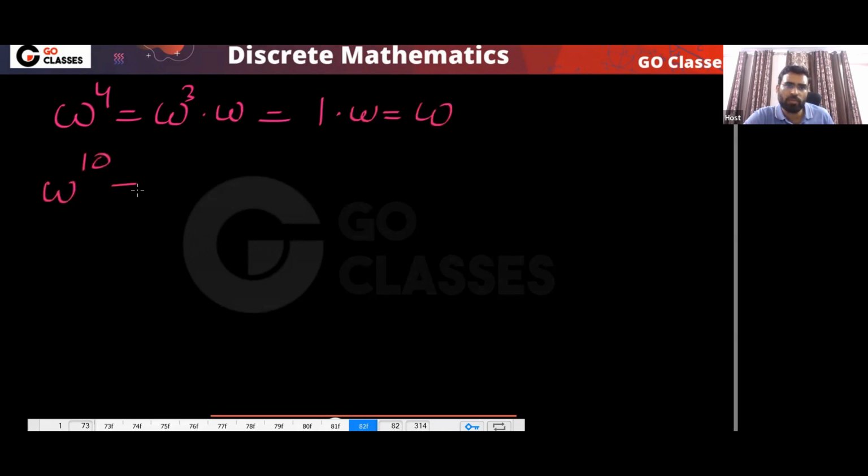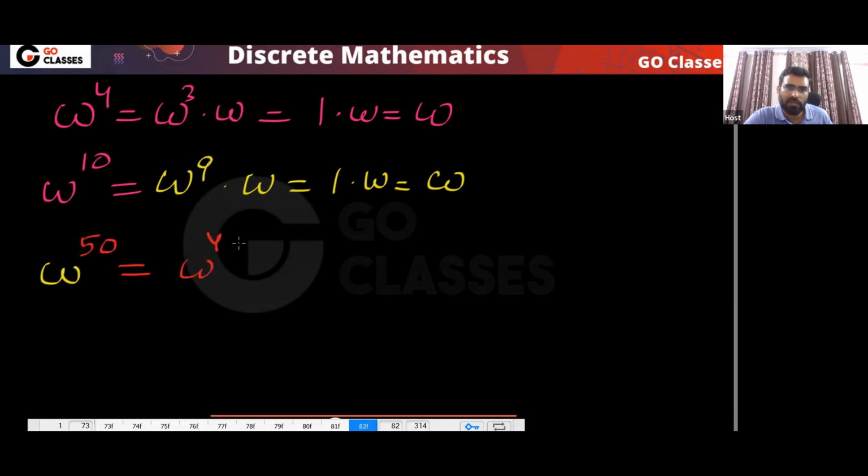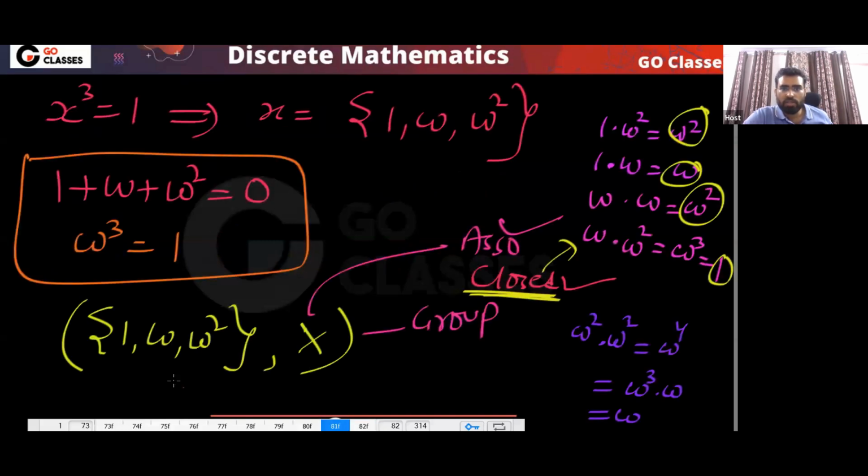Can anyone tell me what is omega power 10? That will be omega power 9 into omega, and omega power 9 is 1. Can anyone tell me what will be omega power 50? That will be omega square. So like this you can find. Very simple. Okay, so is this a group? Yes, this is associative because multiplication is always associative.